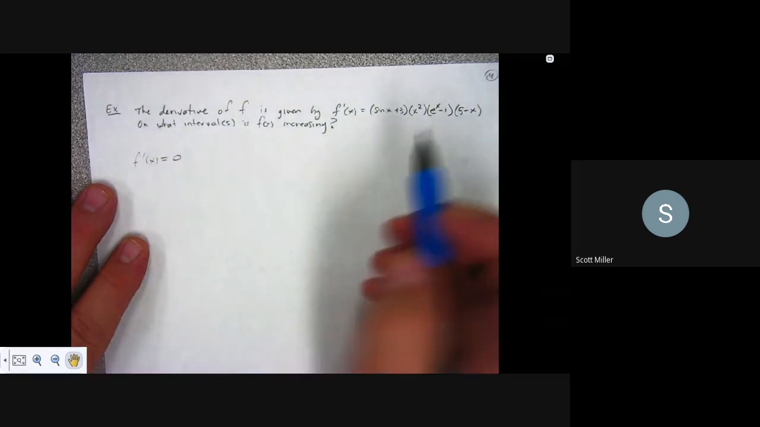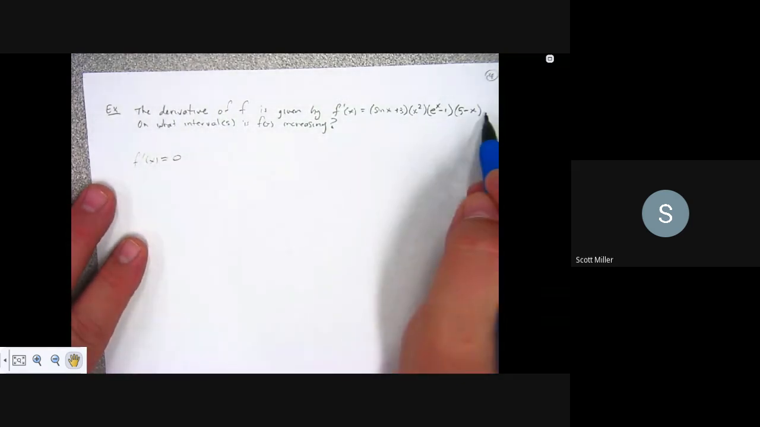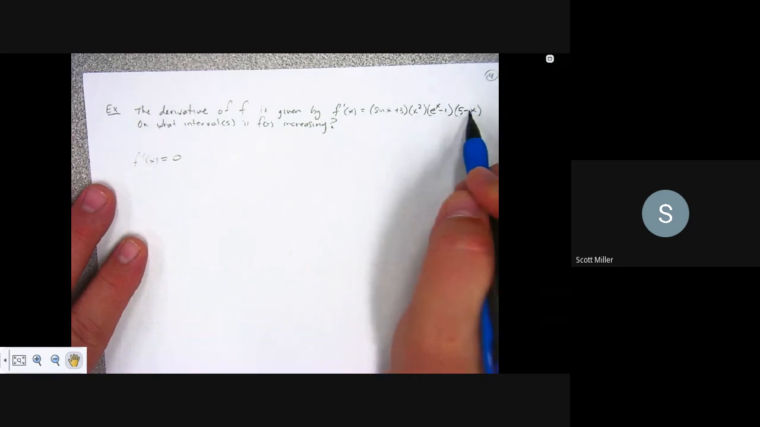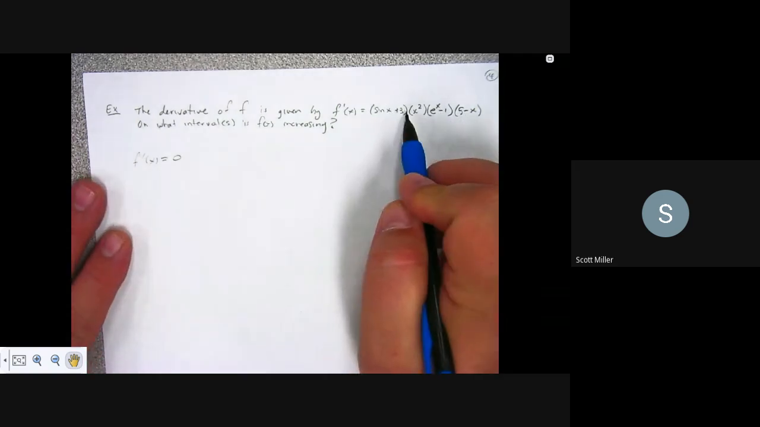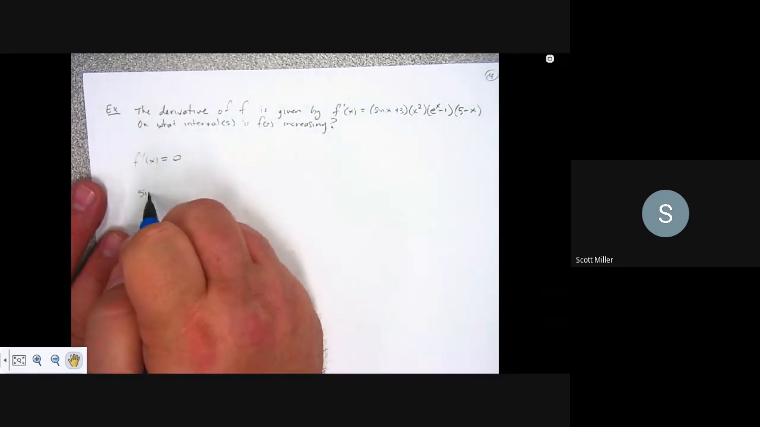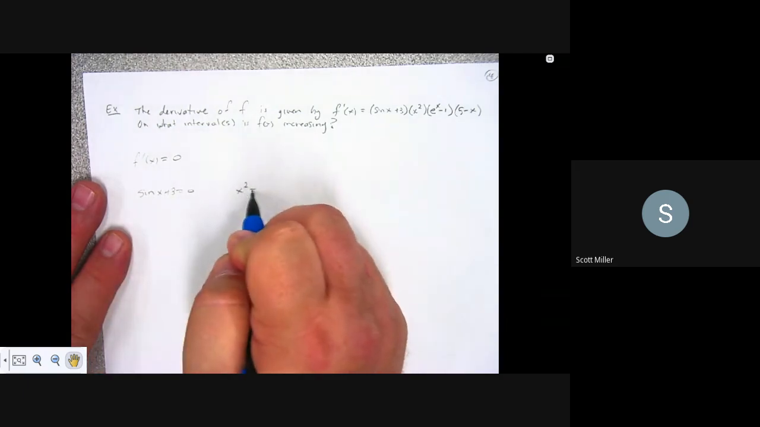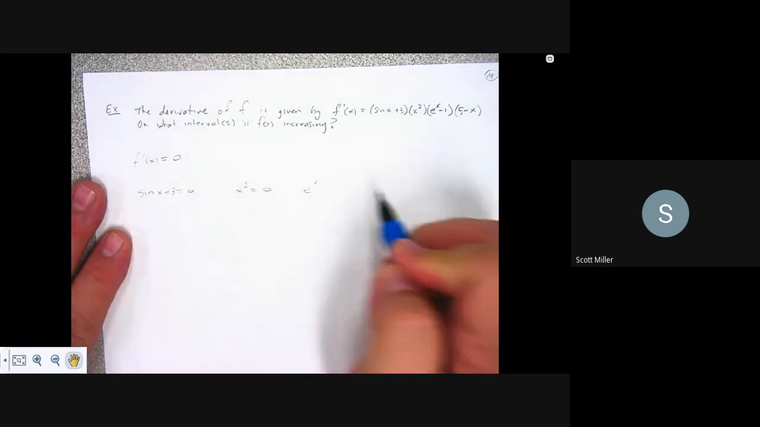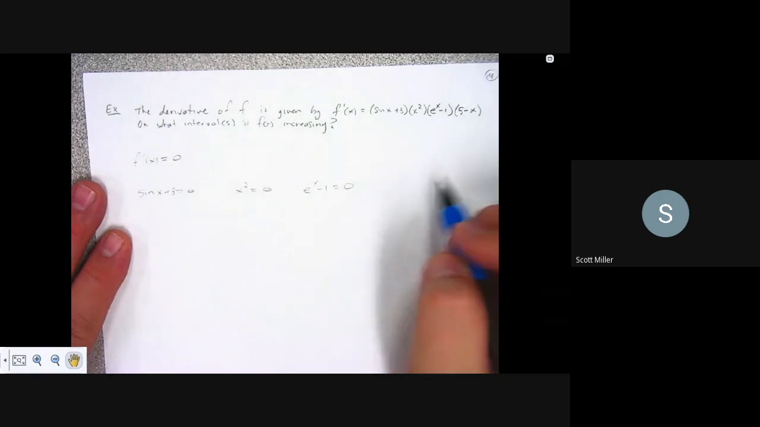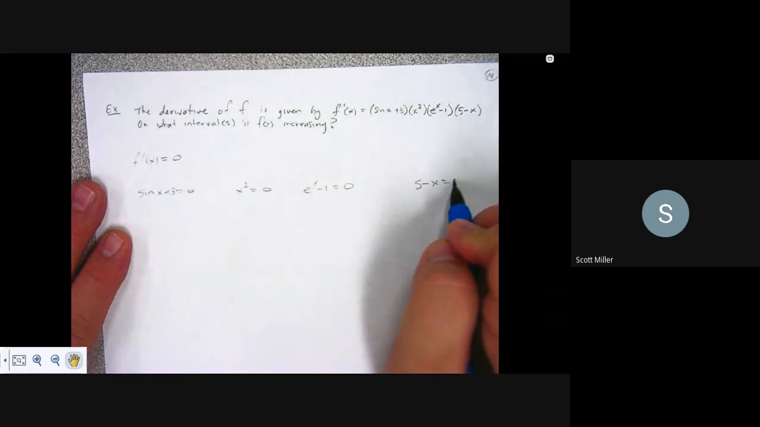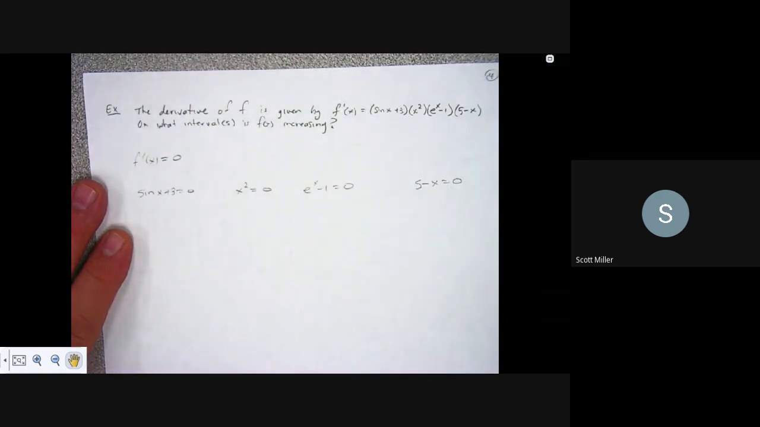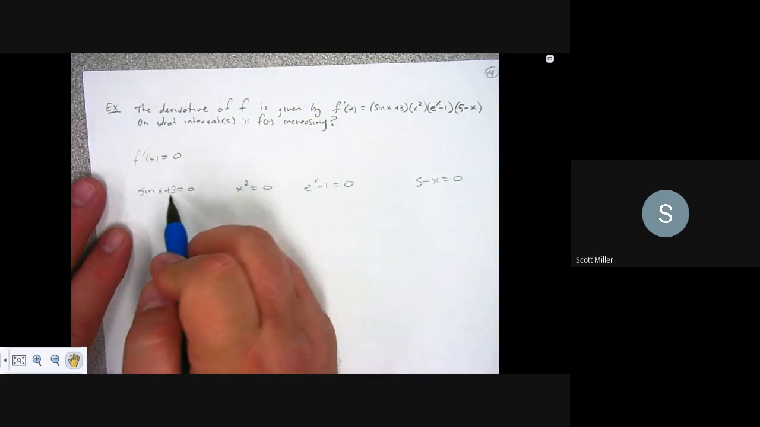Okay? So here's f prime of x. I'm not going to write it all again, but each of these is a product. So it's already factored. So I need to know when is the sine of x plus 3 equal to 0. I need to know when x squared equals 0, when e to the x minus 1 equals 0, and when 5 minus x equals 0. And I got to look at each one of these individual things and see if it's even possible.